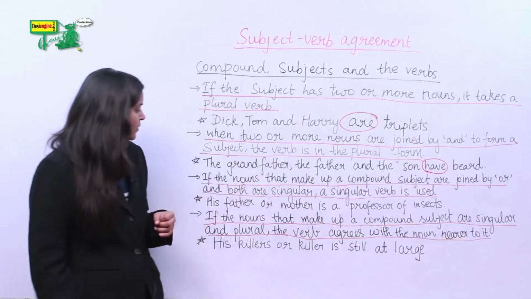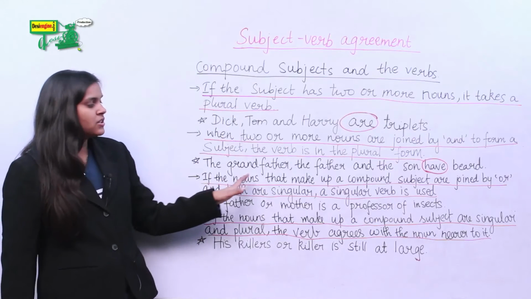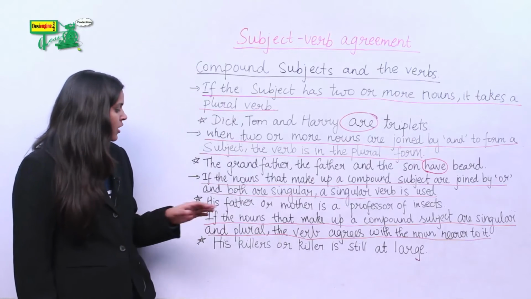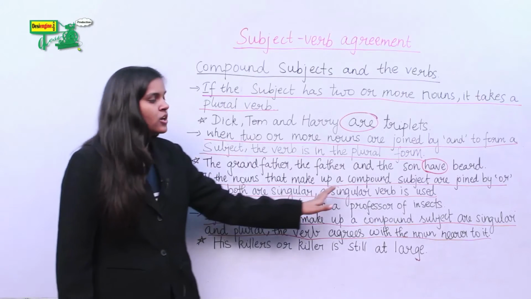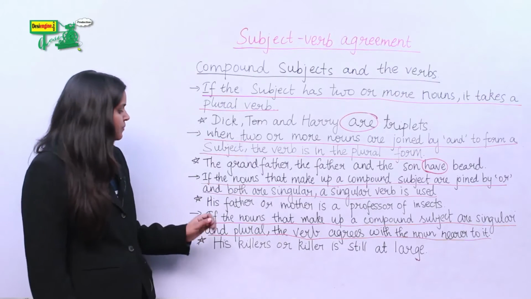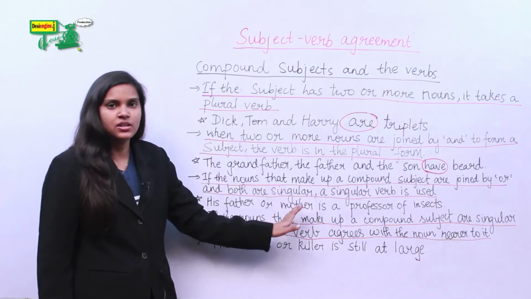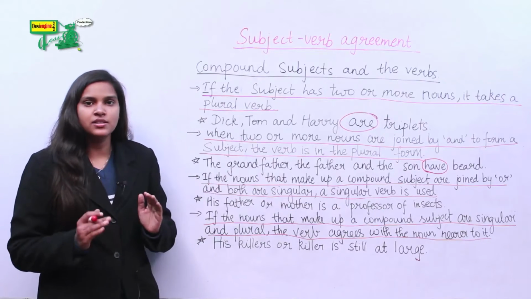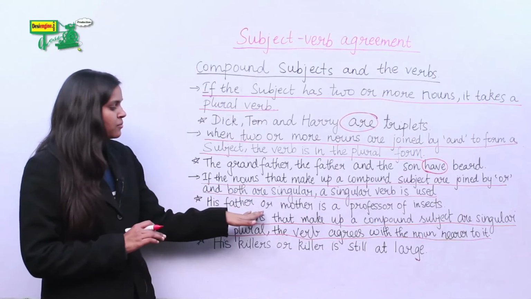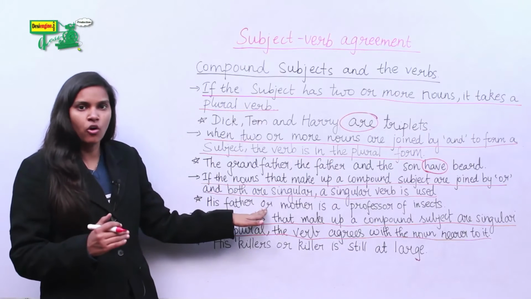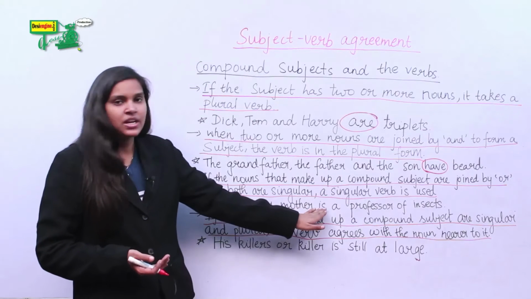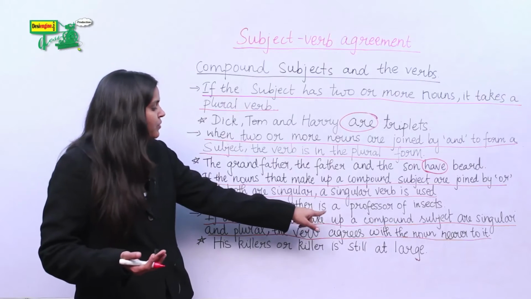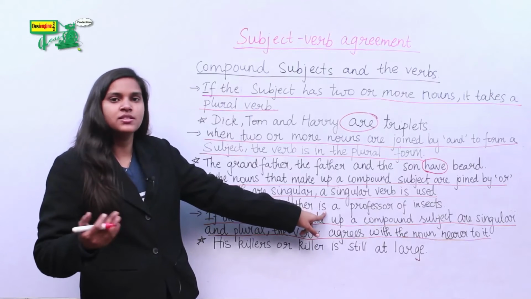The next rule is, if the nouns that make up a compound subject are joined by or and both are singular, a singular verb is used. For example, his father or mother is a professor of insects. Here, father and mother are in the singular form and they are joined by the conjunction or. Therefore, the verb that it takes up according to the rule of subject-verb agreement is in the singular form.